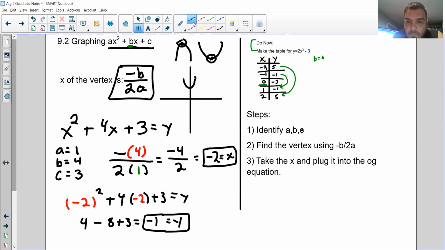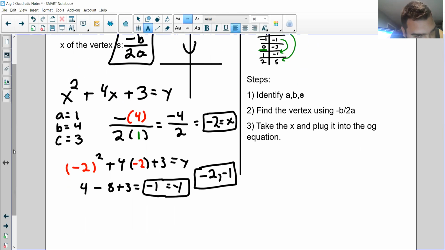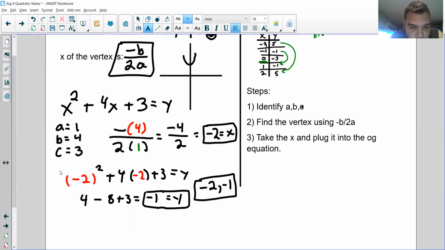What's the answer? So then the vertex is -2, -1. So that is the vertex. Wait, how did you get the -1? Where did you get the -2? Also, how did you find the A, B, and C?